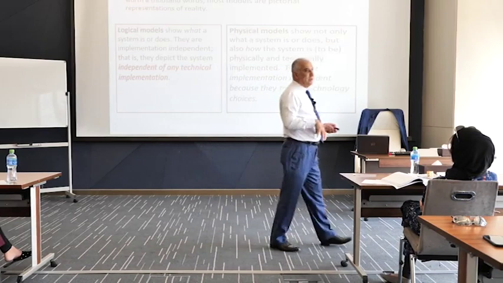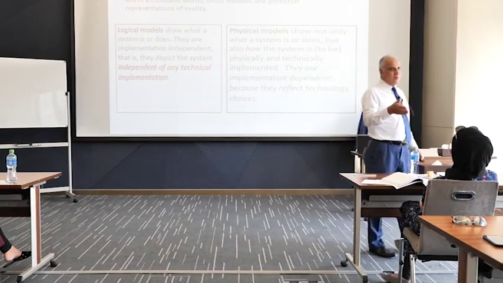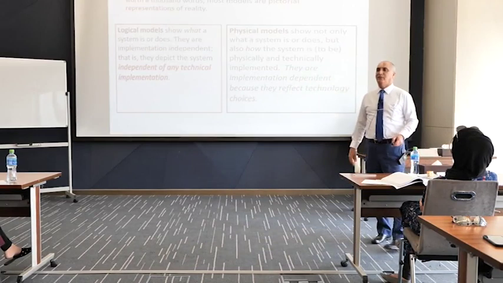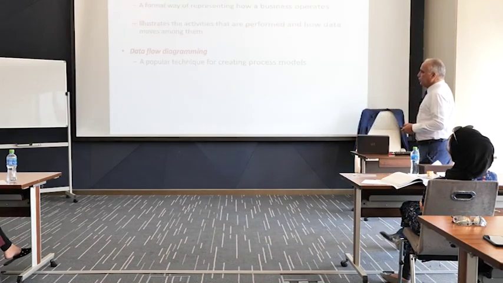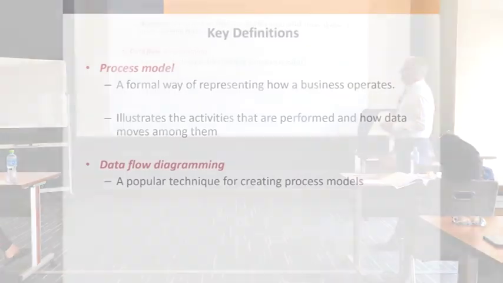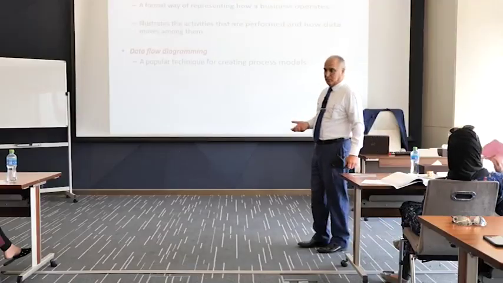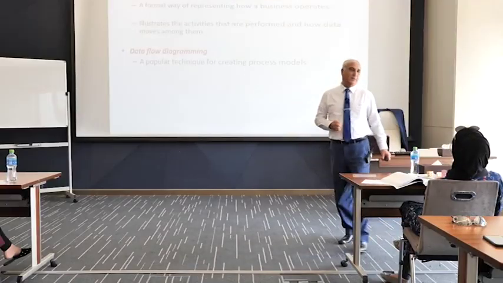In information technology, we relate the first one to the logical model, the second one we relate to the physical model. Now, usually what we do in modeling, the first thing we need to understand is the process. And a process is a formal way of representing how we really process a business model. We discussed this in the previous module.